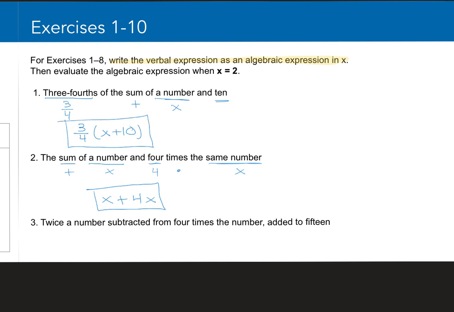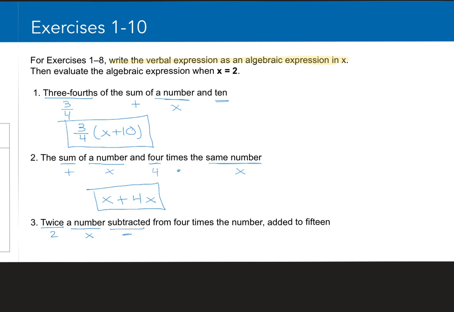All right. For number 3, we have twice a number subtracted from 4 times a number added to 15. All right. So let's break this up. So we have twice, which is 2. A number, which is going to be x. We're going to represent that as the unknown.